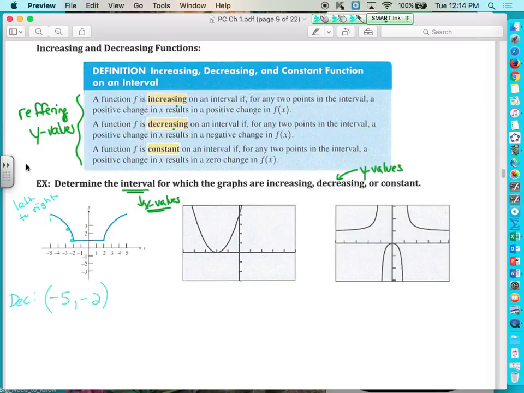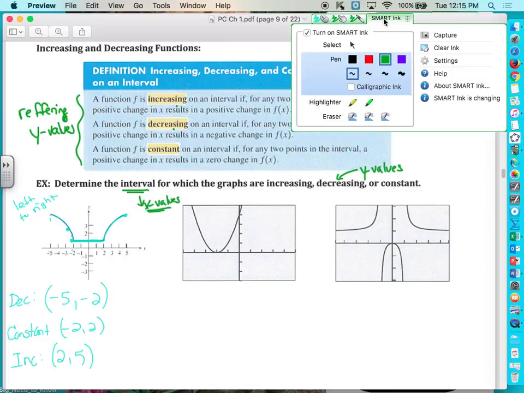And then if you look at your graph right in between here, it's not going up. The y values are not going up, they're not going down, they're staying constant. And that happens when x goes from -2 to +2. And again, I use parentheses because technically at -2 and +2, it's not doing anything. And then finally from 2 up to 5, the y values are getting bigger and bigger and bigger, so the graph is increasing in that interval. So that's what you're looking at for these increasing and decreasing.